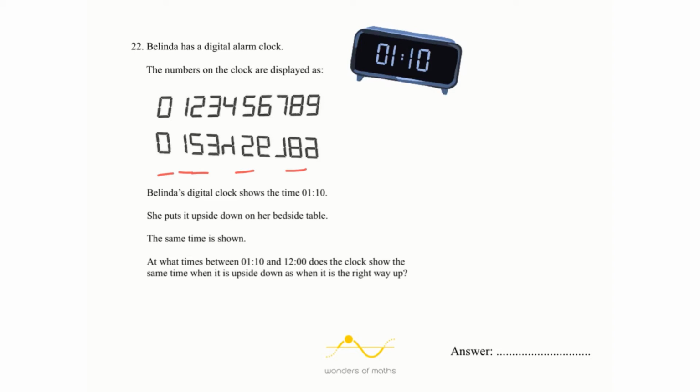Now, in order for the time to be the same when viewed upside down, there has to be vertical symmetry from the colon, e.g. 1:10 is symmetrical. This is because when upside down, you will read from right to left. Now let's move on to the next time.